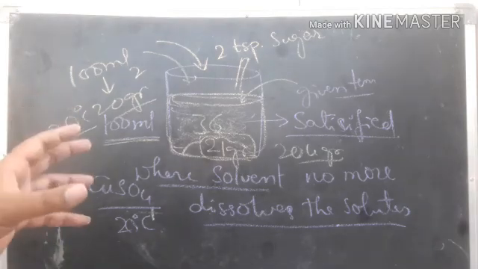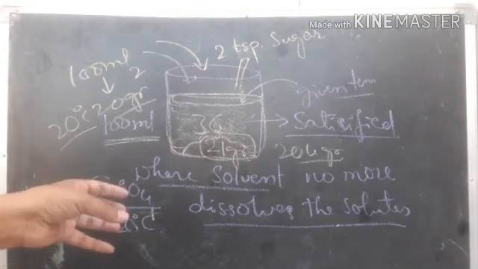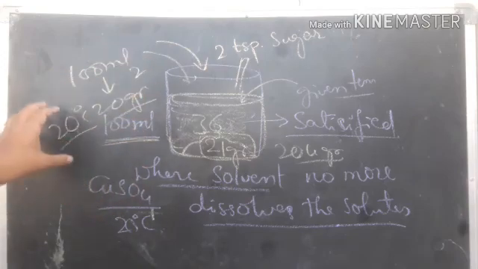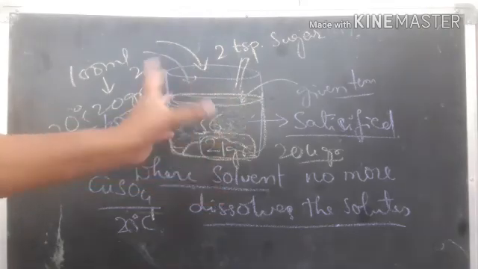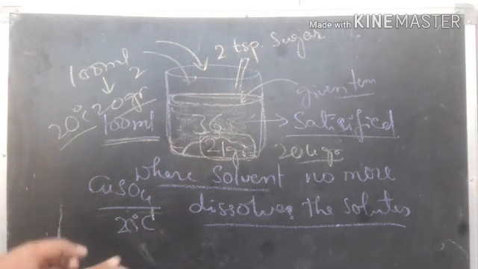Again, this saturated solution can change depending upon the temperature. Here we said at a particular temperature. With low temperature and high temperature, it shows the variation of dissolving capacity, that we will discuss in the next class.